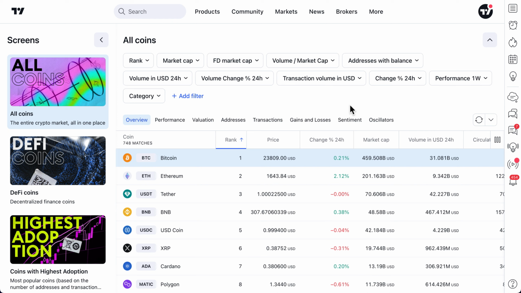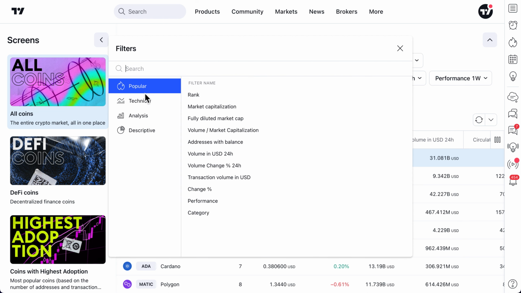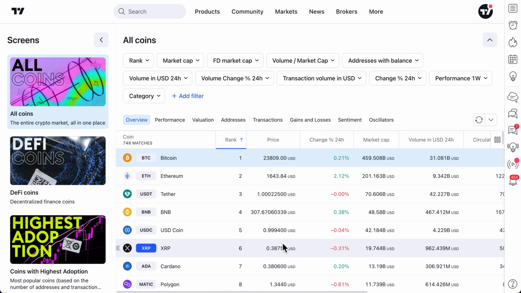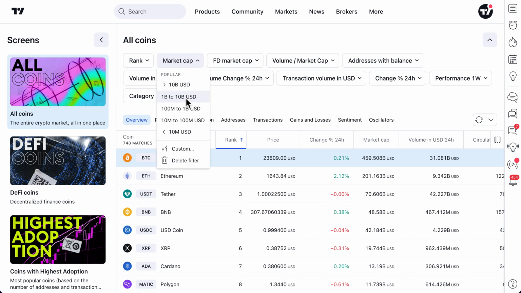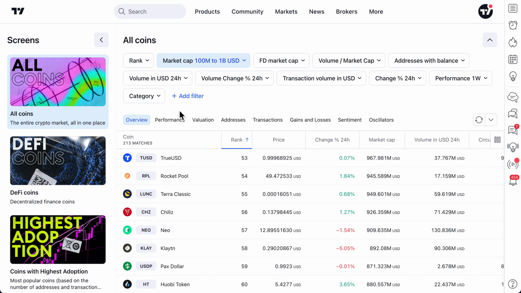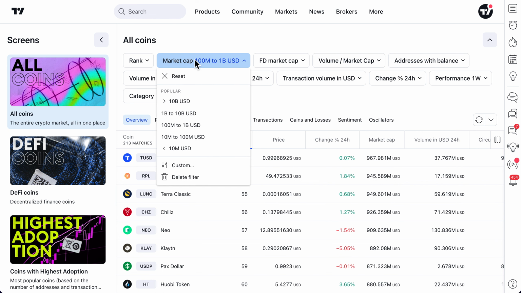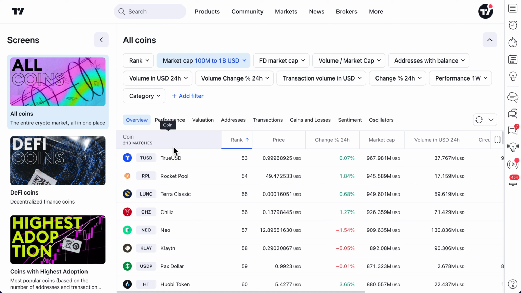Now, we don't want to go on for too long. We've shown you the basics here, which is really important. We do just want to remind you that you can add filters of your choice to narrow down this list however you need. As an example, maybe you do just want to see cryptocurrencies that have a $100 million to $1 billion market cap. Well, all we had to do was click this, select a popular range, and now the coin screener has instantly given us 213 matches that fit that criteria.